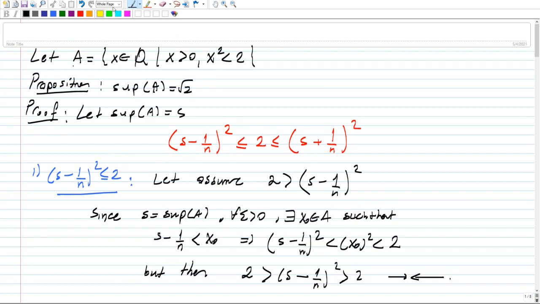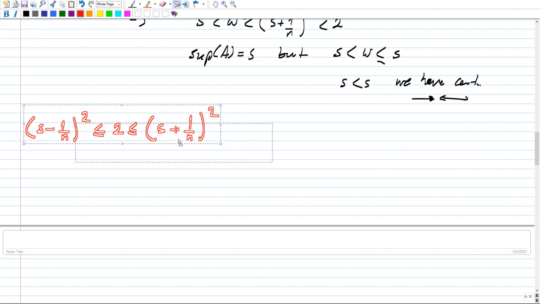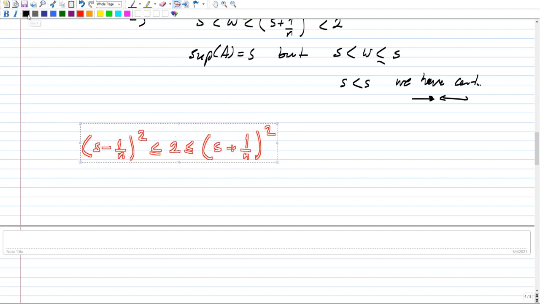I'm just going to copy paste it. Bear with me. So what is the point? The point is, now by either using some theorem or some other techniques, you can prove that actually S square is equal to 2.